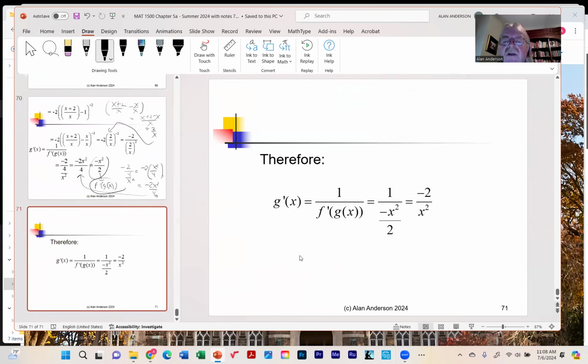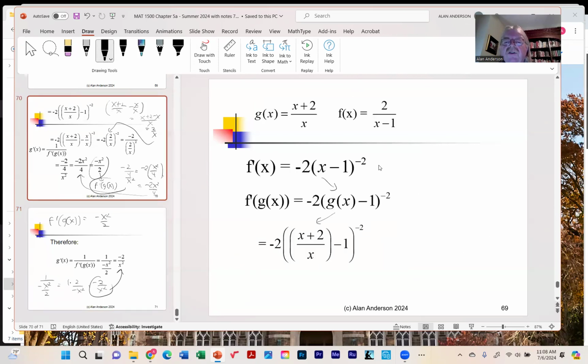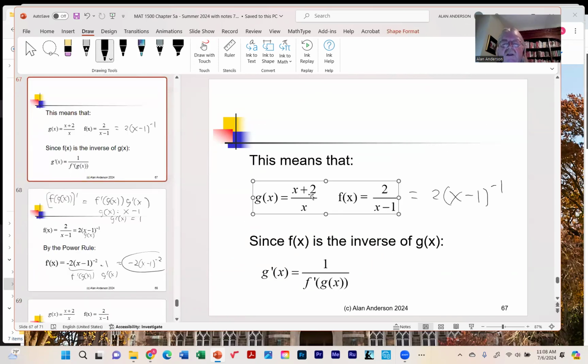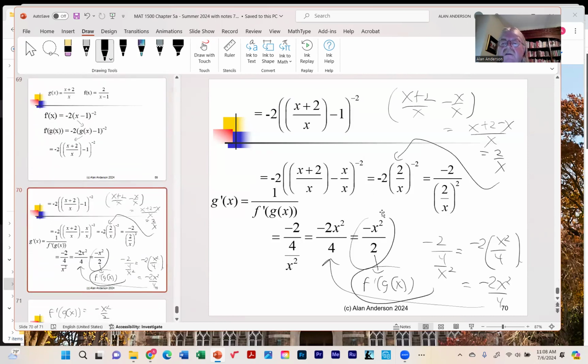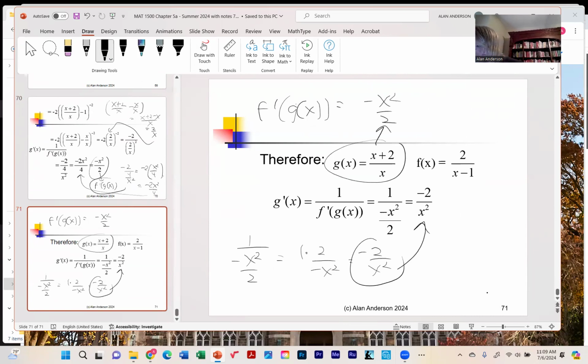So you can see here that f prime of g of x we discovered to be this, therefore what we're looking for is 1 over that. And again, here we go with these ratios. And that's our answer. So basically, the original function g of x was this. So by using this technique, we've been able to demonstrate that the derivative of (x plus 2) over x is this.